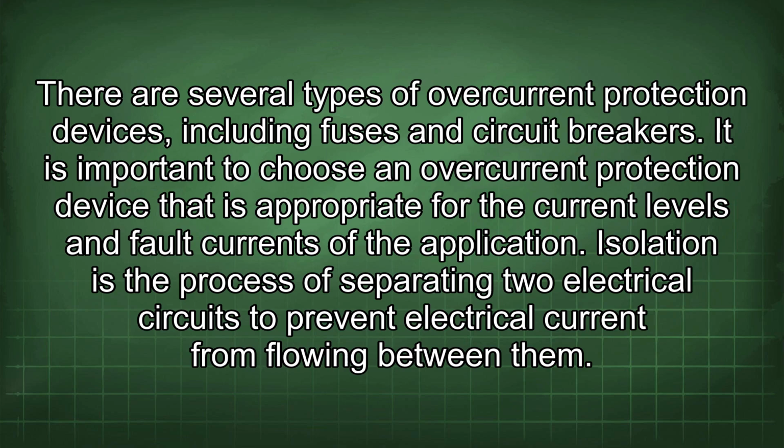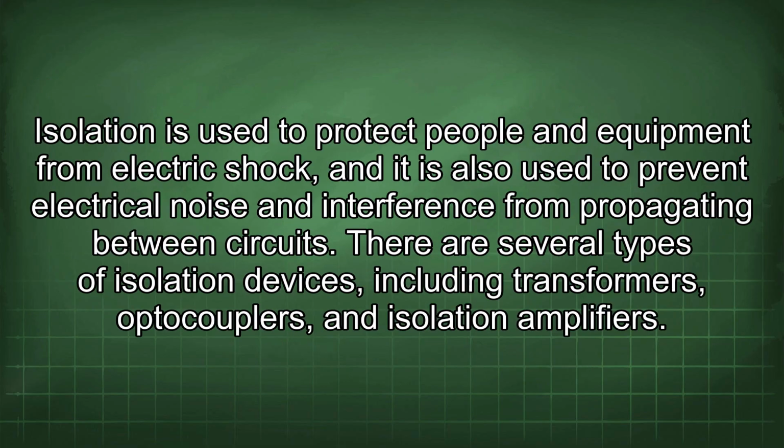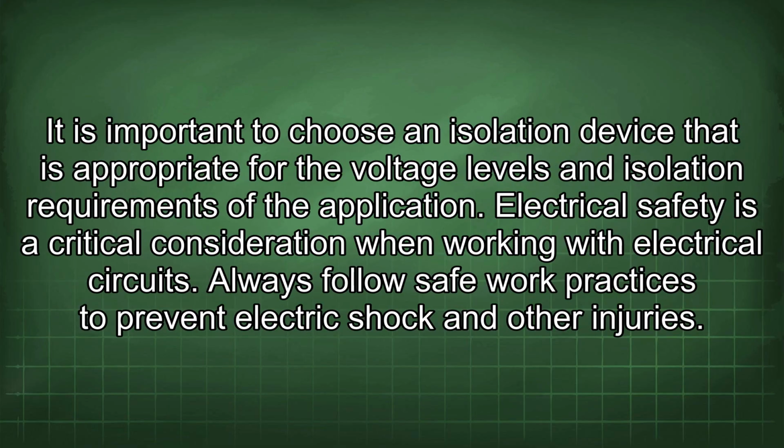the application. Isolation is the process of separating two electrical circuits to prevent electrical current from flowing between them. Isolation is used to protect people and equipment from electric shock, and it is also used to prevent electrical noise and interference from propagating between circuits. There are several types of isolation devices, including transformers, optocouplers, and isolation amplifiers. It is important to choose an isolation device that is appropriate for the voltage levels and isolation requirements of the application.